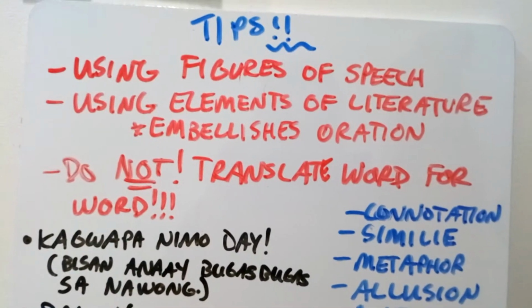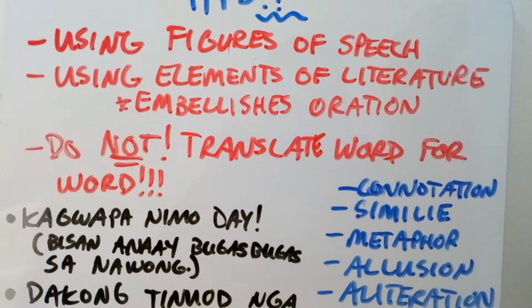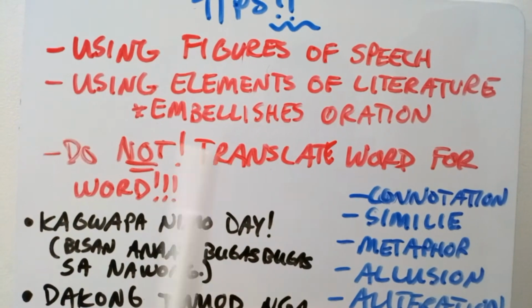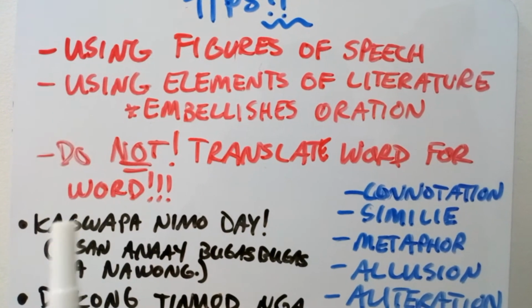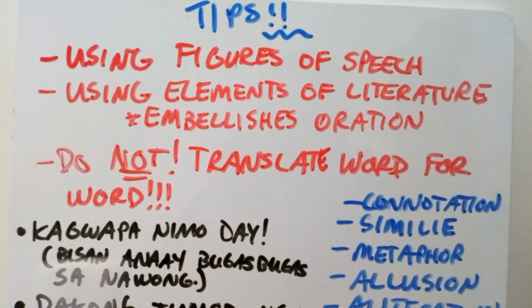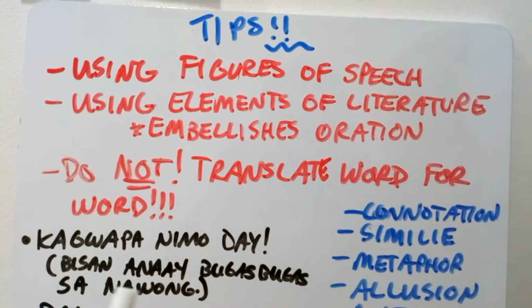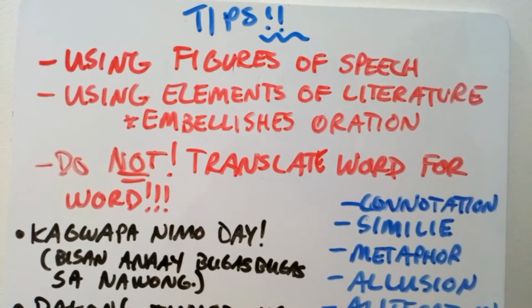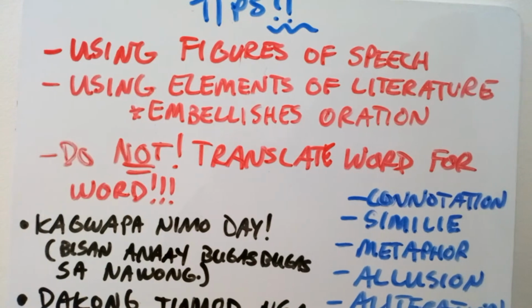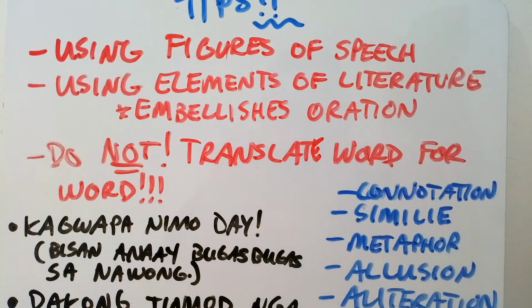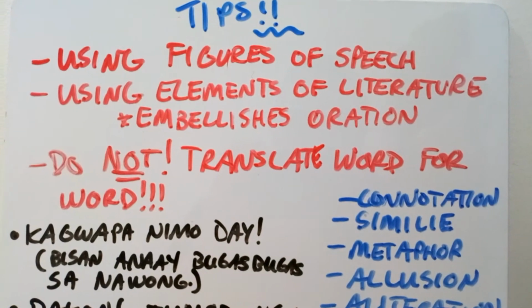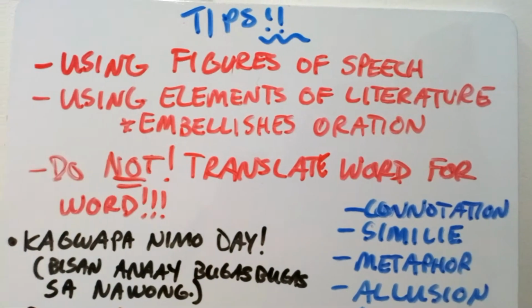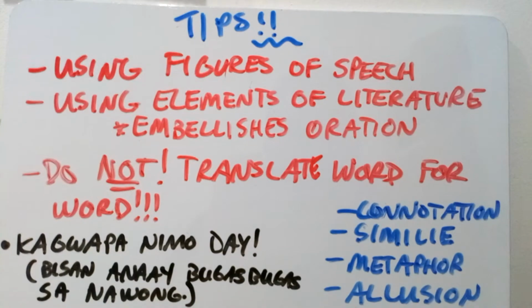All right, so enough of my rant about translations. We're gonna move on with the tips. So the three main tips I told were about translations: not to translate word for word, and using the figures of speech and elements of literature to help you embellish your oration or your conversations, right? And if people don't understand these figures of speech or elements of literature, it's because they were probably never educated about it.